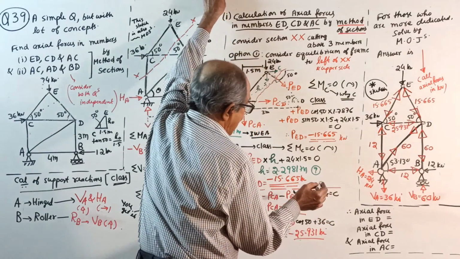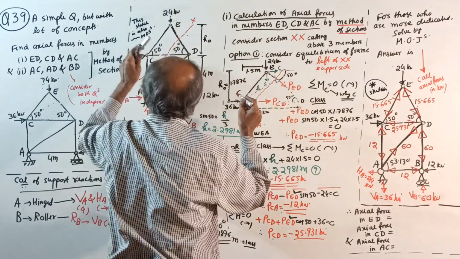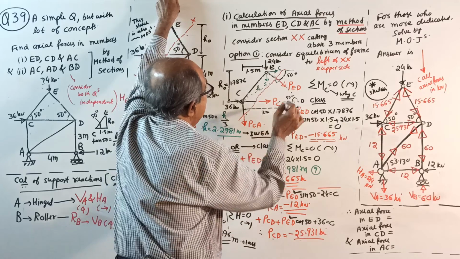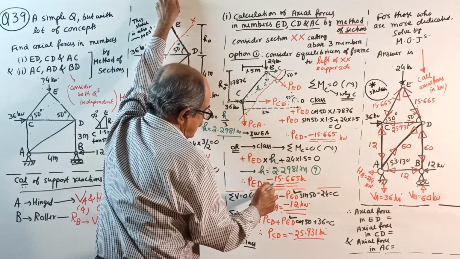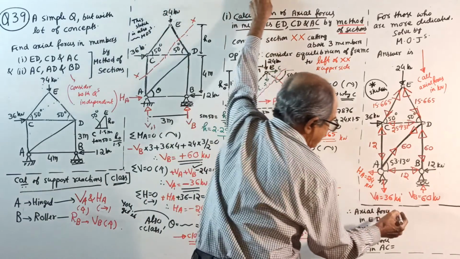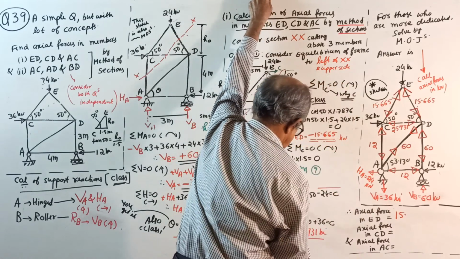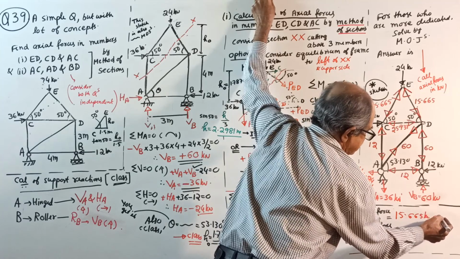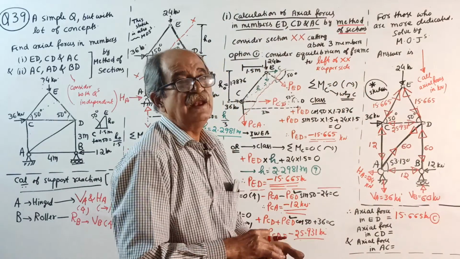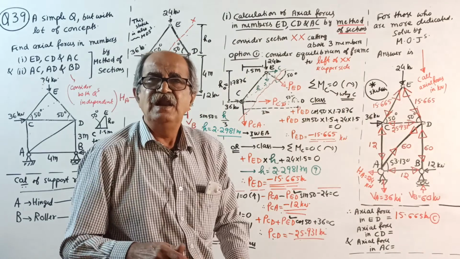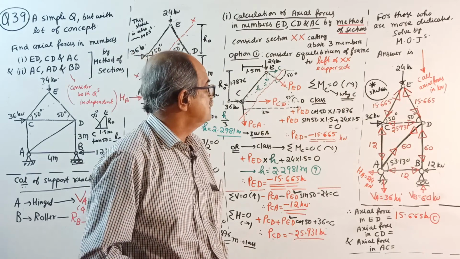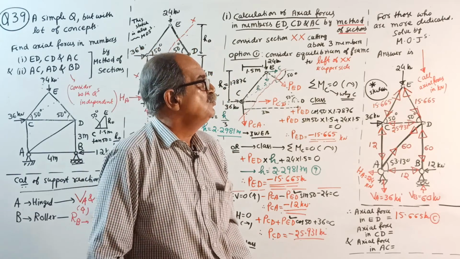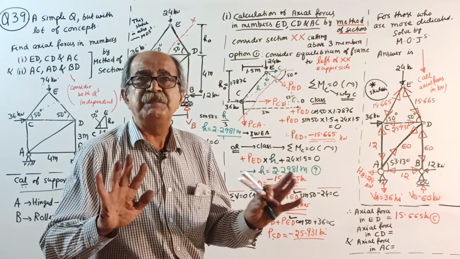Final answer. Axial force in which member? In the order. ED. Axial force in ED equal to PED. How much you got? Minus came, without minus, 15.665 kilonewton compression. This I will not explain because there is a limit for everything. Someone will tell, sir, why compression? I will tell, leave my class. Don't continue. You better study somewhere else by a better person than me.